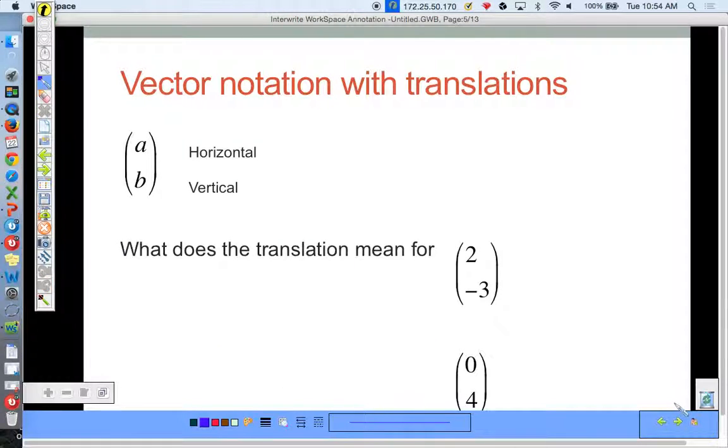So there's another way that you can write this as well, and that is in vector notation. And you'll see it written vertically, where that first part is your horizontal and the bottom is your vertical. So 2, negative 3 means you move to the right 2 and down 3. Where this one means there's no horizontal, but that 4 would mean that you're going to move it up 4.